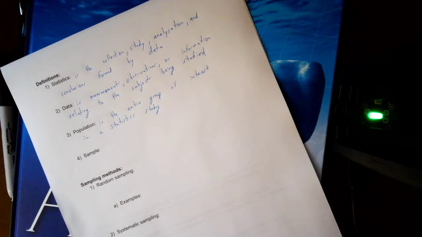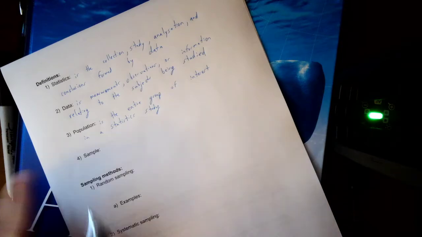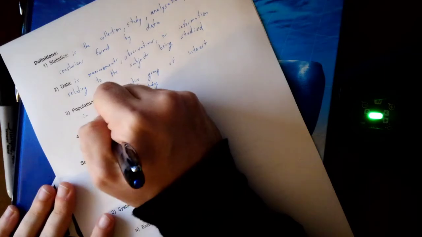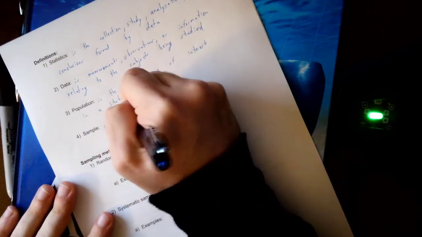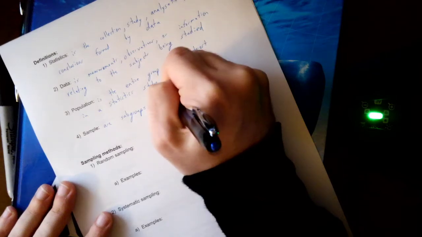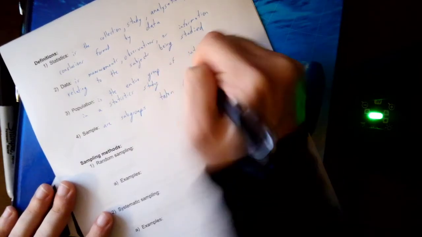A good example, let's think about our country. There's 300 million people in our country. It's unreasonable for me to expect to ask all 300 million people or collect data on all 300 million people to get my conclusions, right? So in order to do that, I can collect what are called samples. Samples are subgroups taken from the population.